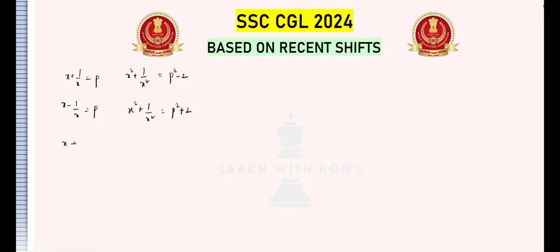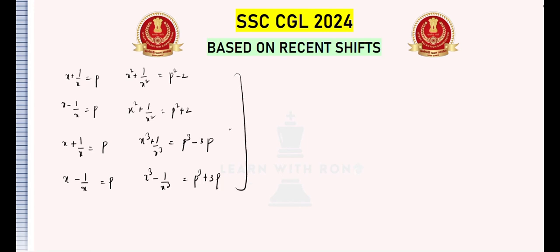Similarly, if they given x plus 1 by x value is p, you need to know x cube plus 1 by x cube value, which is p cube minus 3p. Also, if they give x minus 1 by x equals to p, you need to know x cube minus 1 by x cube value, which is p cube plus 3p. These are the most important formulas you need to definitely remember.